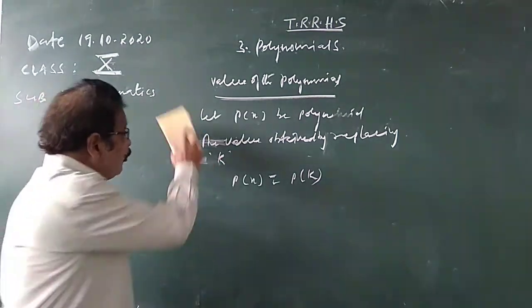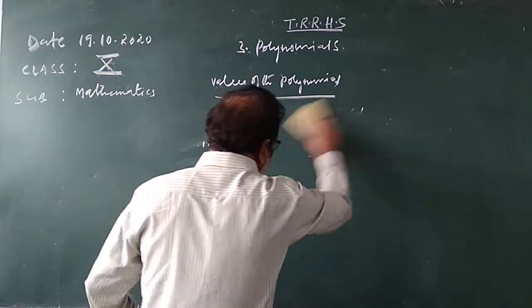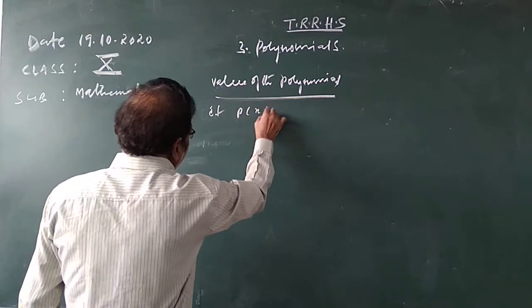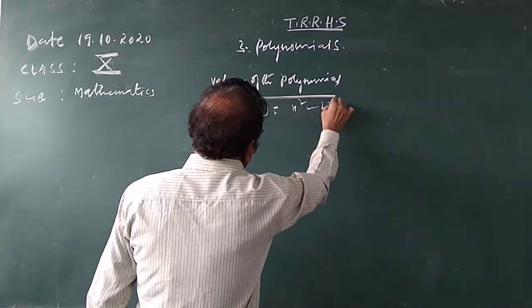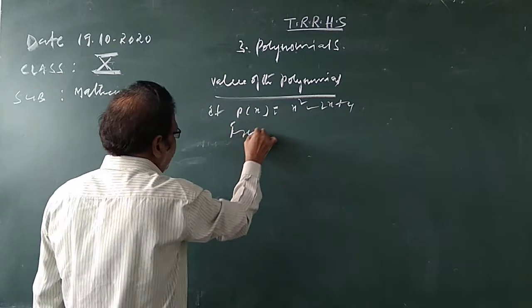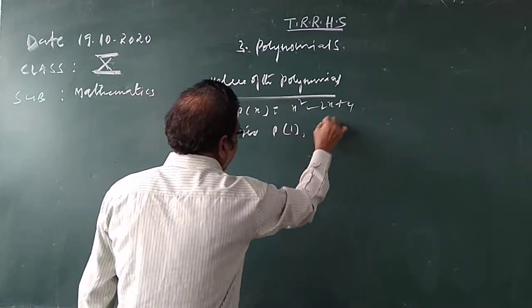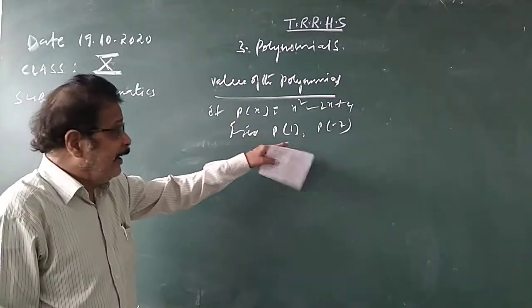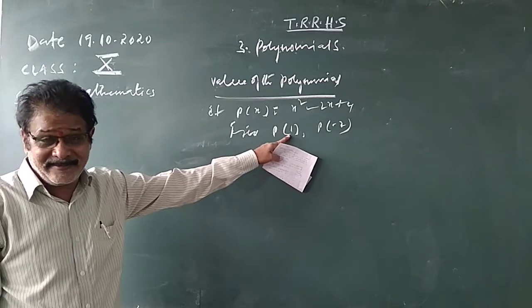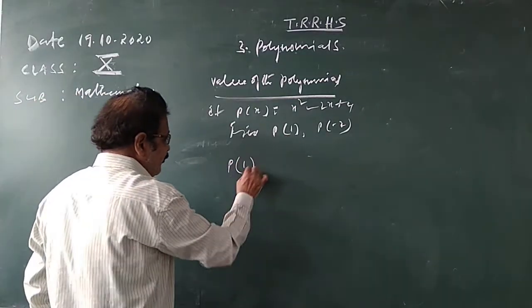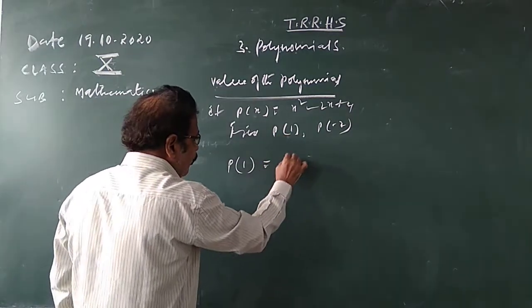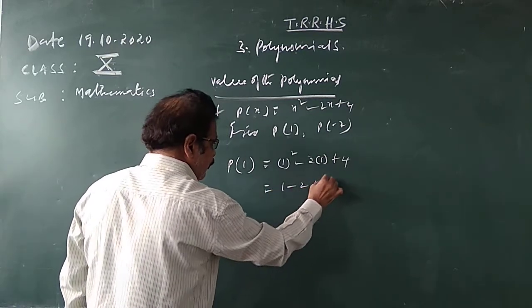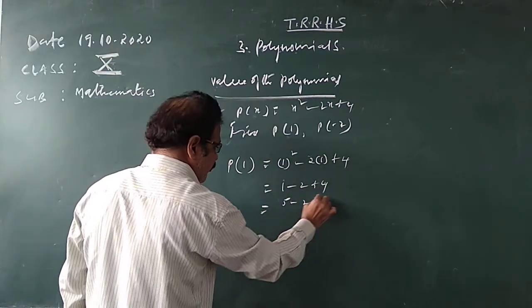For example, I have explained a problem. Find the value of the polynomial p of x if p of x is equal to x square minus 2x plus 4. Find p of 1 and p of minus 2. At x equal to 1, x is replaced by 1 here. So 1 square minus 2 into 1 plus 4: 1 minus 2 plus 4, which is 5 minus 2, that is 3.